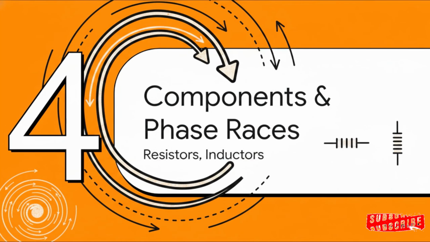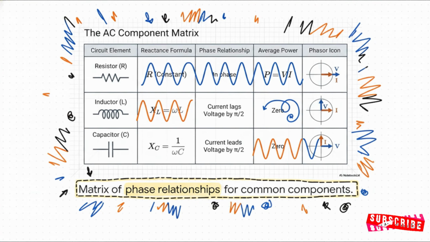Right, on to Section 4, Components and Phase Races. Let's see what happens with resistors, inductors, and capacitors. Now let's move to the actual physical hardware. Every single component on the power grid responds to alternating current a bit differently. They either keep the current and voltage perfectly in step, or they create what we can think of as a phase race, basically causing the current to either lag behind the voltage or lead ahead of it. Let's break these down one by one.